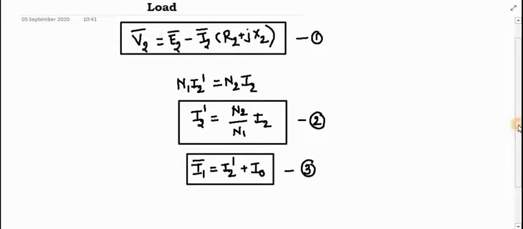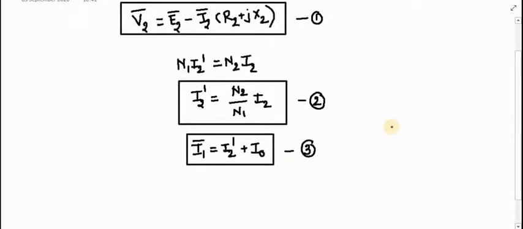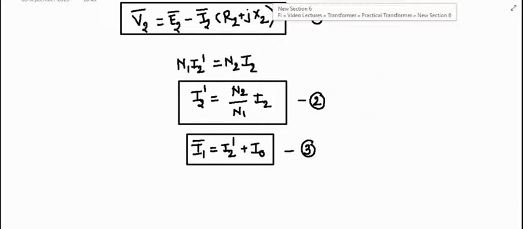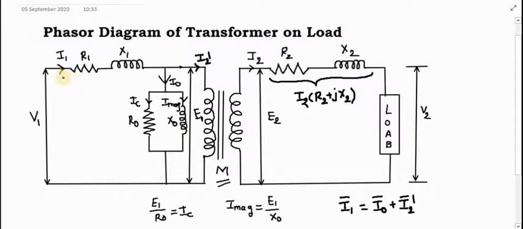This primary current I1 causes voltage drop in the resistance R1 and leakage reactance X1 of the primary winding. So there is some drop which takes place in these two components, that is equal to I1 into (R1 plus jX1). So what equation can I write? V1 is equal to minus E1 plus I1 into (R1 plus jX1).